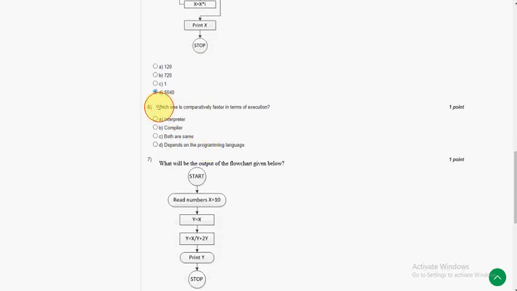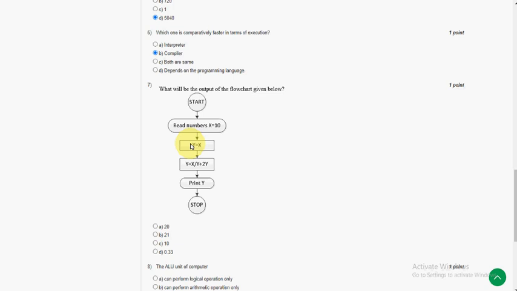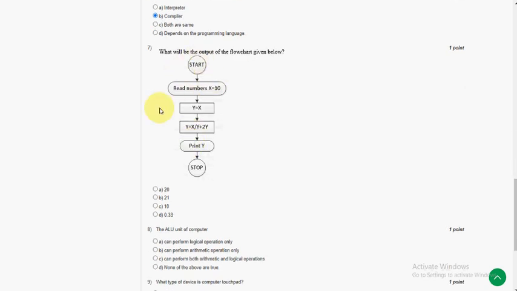And next question, which one is comparatively faster in terms of execution? The answer is option B, compiler. Compiler is comparatively faster than interpreter. And seventh question, they are asking the output of the following flowchart. So the answer for the seventh question is option B, 21.